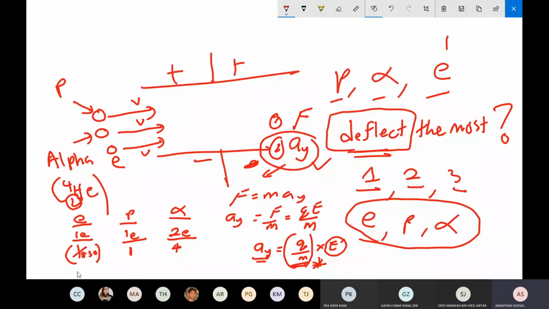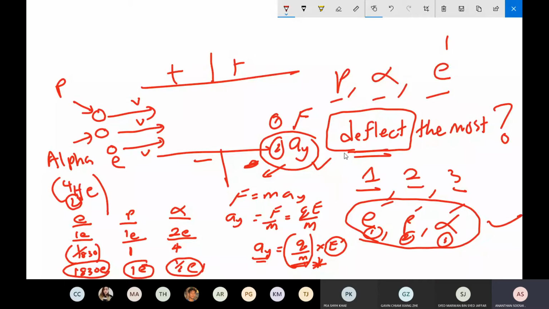So which has the greatest ratio? The electron is 1830. A proton is 1e over 1, and alpha's ratio is half e. Of course the electron gives the greatest charge-to-mass ratio, so it should be number 1, the proton the second, which is 1e, and alpha is the lowest, half e. So electron, proton, alpha, this arrangement is correct.